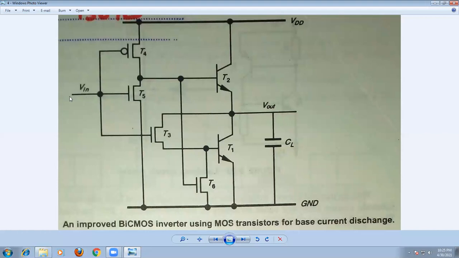Similarly, when logic 1 is applied, T5 and T3 are on, and T4 and T2 are off. When T3 is on, sufficient base current is applied to the base of the transistor T1, so the transistor T1 is also on. But another thing is T6. What is the condition of T6 now in this case?